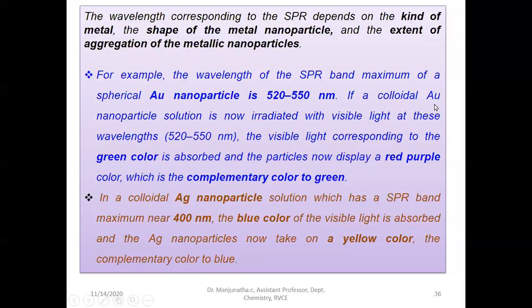If the colloidal gold nanoparticle solution is irradiated with visible light at these wavelengths, the visible light corresponding to green color is absorbed, and the particle now displays red color, that is the complementary color that I already explained. Similarly, silver nanoparticles exhibit an SPR band at 400 nanometer. It absorbs blue color and transmits yellow color, which is the complementary color to blue.